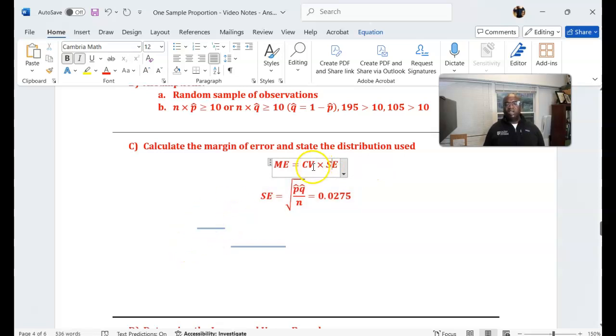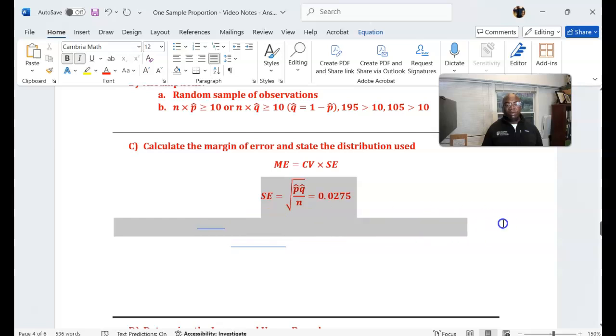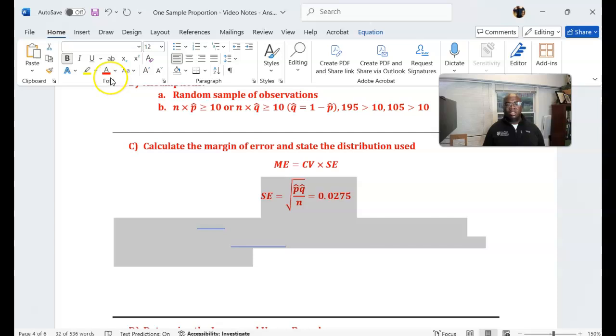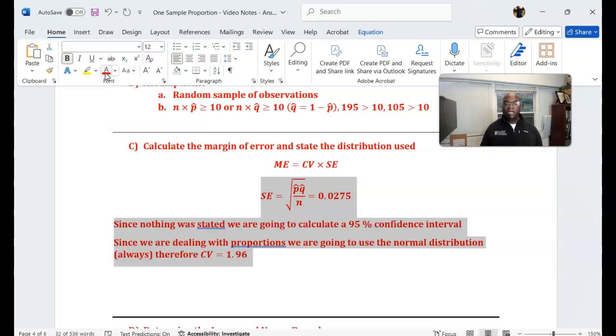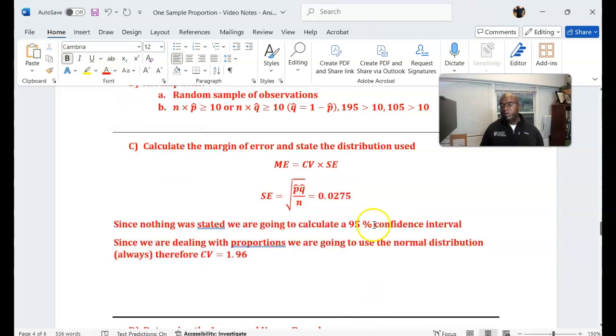In order for us to find our critical value, since we didn't mention anything about the distribution, we're automatically going to use a 95% confidence interval from the normal distribution because we're dealing with proportions. We're always going to use the normal distribution when dealing with proportions. Since we're doing a 95% confidence interval, our critical value is 1.96. So finally, our margin of error is 0.0539.